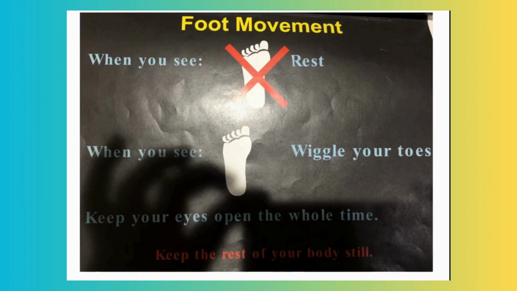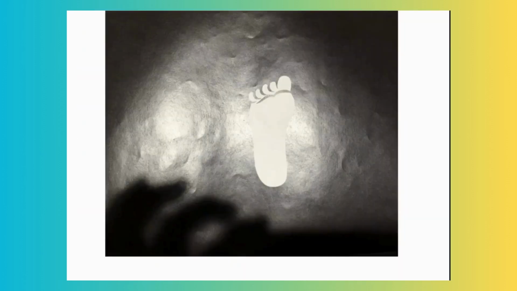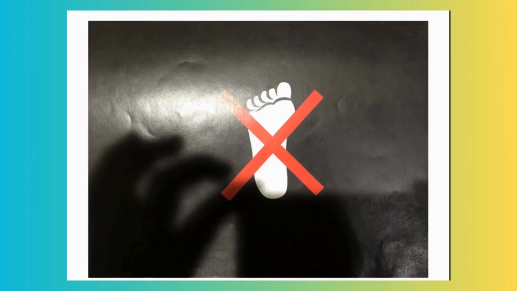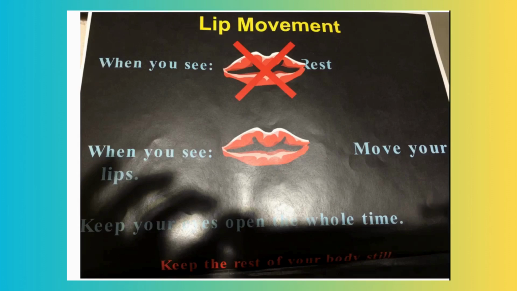Similarly, foot movement also. When the patient sees the cross sign, he or she will rest. But when there is a foot sign, the patient starts wiggling toes. And again, the red line says keep the rest of the body still. Don't move at all. So the patient starts moving the toes and stops moving the toes here. And then similarly lip movements, you can go on and on.